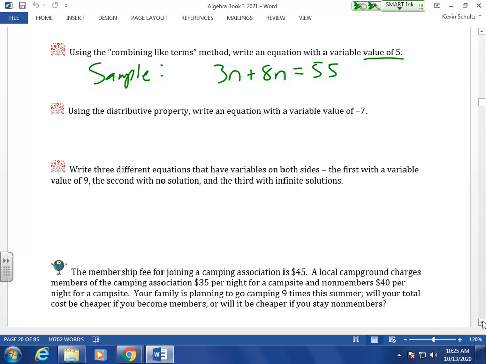Then the next one, using the distributive property. Write an equation with a variable value of -7. So your equation is not going to equal -7. It's going to have a variable value of -7. And it needs to have parentheses since you're using that property. The next one, write 3 different equations that have variables on both sides. The first with a variable value of 9. The second with no solution, so one of those special types. And the third with infinite solutions, or all solutions. And then the word problem down at the bottom. It's practice with the variables on both sides.